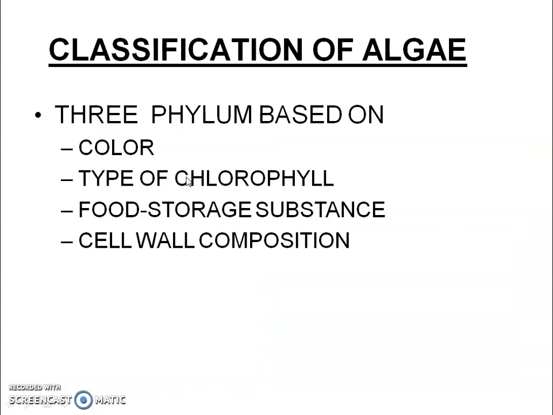Then classification of algae: they have three phyla, that is, red algae, brown algae, and green algae, based on their color. Then the types of chlorophyll they have: chlorophyll A, B, C, and D, four types. Then food storage substances, what type of food they store, and the cell wall composition.